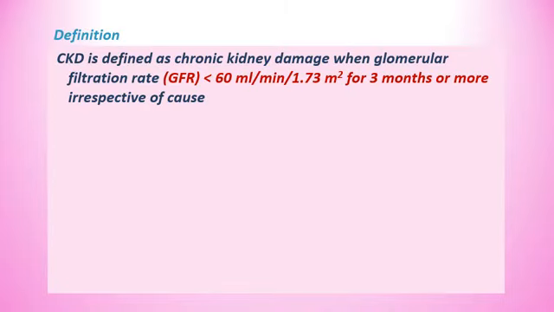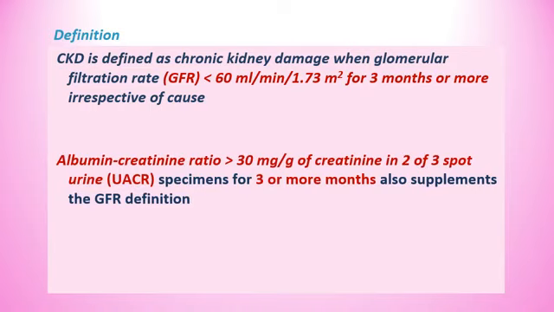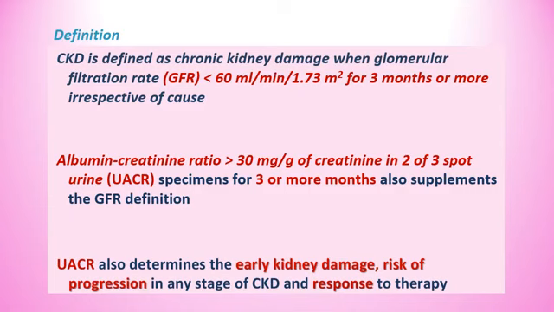Now come to the definition. CKD is defined as chronic kidney damage when glomerular filtration rate is less than 60 milliliter per minute per 1.73 meter square for 3 months or more, irrespective of cause. Albumin creatinine ratio more than 30 mg per gram of creatinine in 2 of 3 spot urine specimens for 3 or more months also supplements the GFR definition. Urine albumin creatinine ratio also determines early kidney damage, risk of progression in any stage of CKD, and response to therapy.